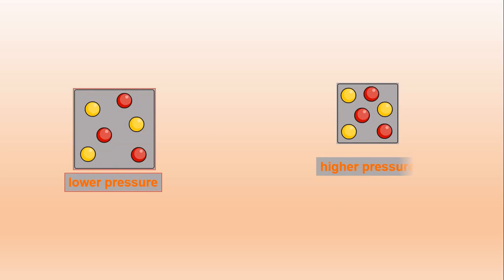Now look at this one. This is at low pressure, higher volume, right? But look at this one, at higher pressure there is less volume between the gas particles, then they can collide more, effective collisions will be there, and hence the rate of reaction will be increased.